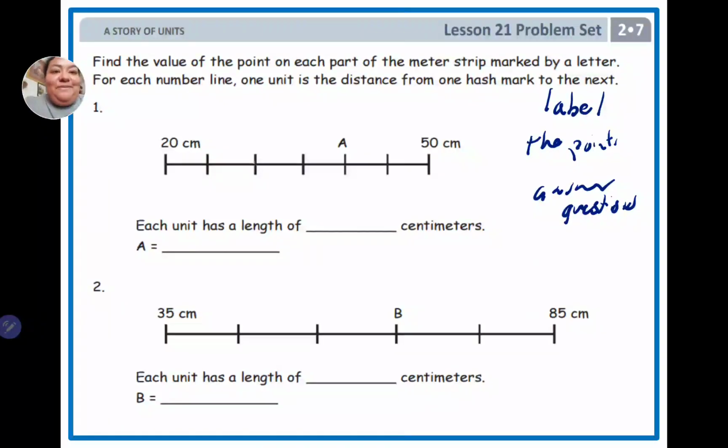20, 30, 40, 50. Could that be it? No. So it can't be by 10s. So maybe I could do 20, 25, 30, 35, 40, 45, 50. Let's see which one was by 5. So each unit has a length of 5. And my point is 40. And just like that. All right?